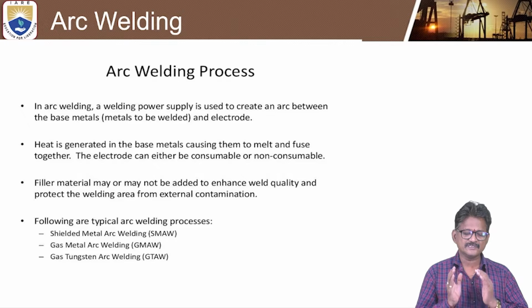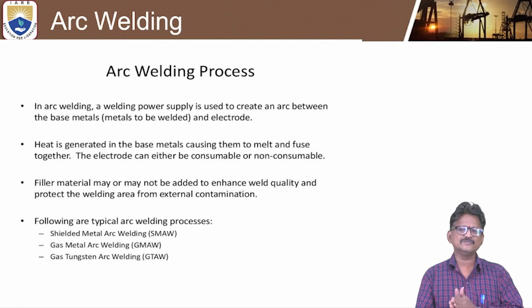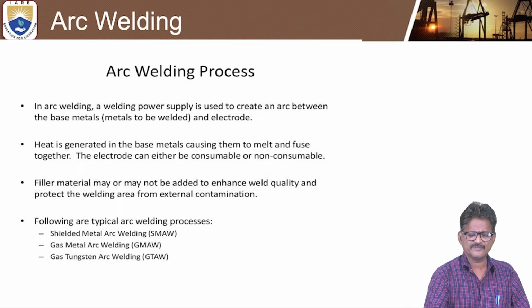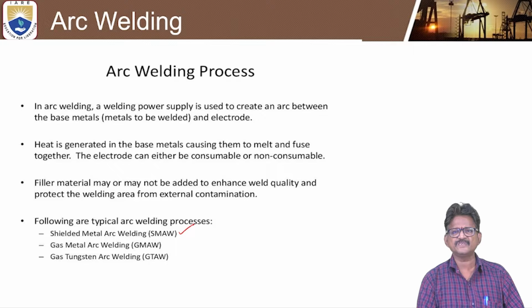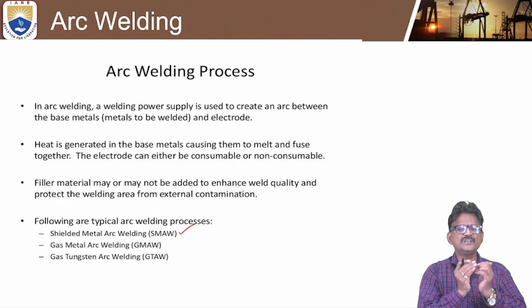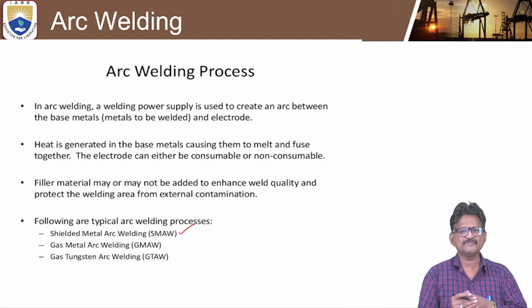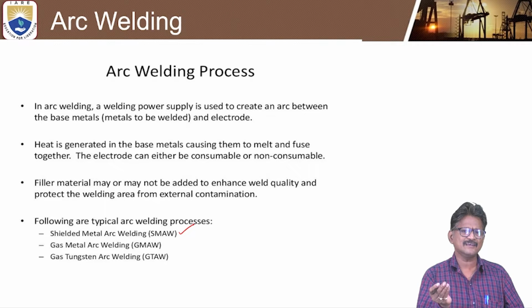Now, coming to the arc welding process, it can be classified into three types: SMAW, GMAW, GTAW. The first one is SMAW, shielded metal arc welding, where the arc is in a shielded form, which we'll see diagrammatically. The second one is GMAW, gas metal arc welding. While performing the arc welding, some gas is introduced. Then there is tungsten inert gas arc welding and metal inert gas arc welding.